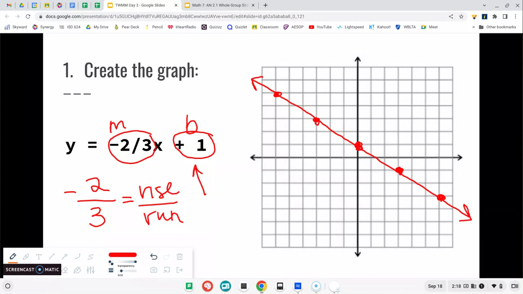I always start with the y-intercept. Double check if your slope is going up or down. And then the run, always do that part going to the right. Okay, that will keep it easy for you.